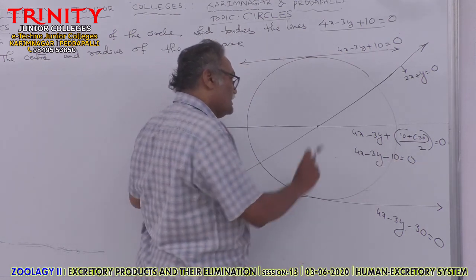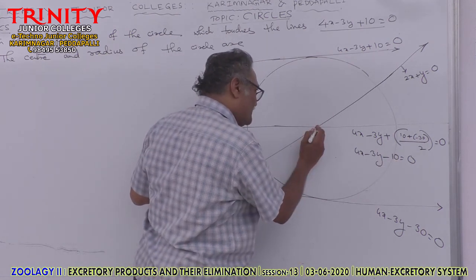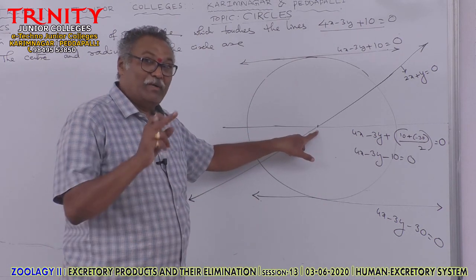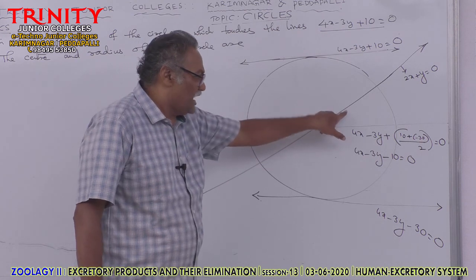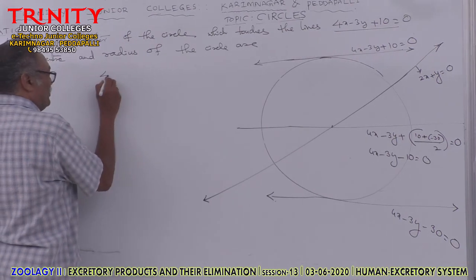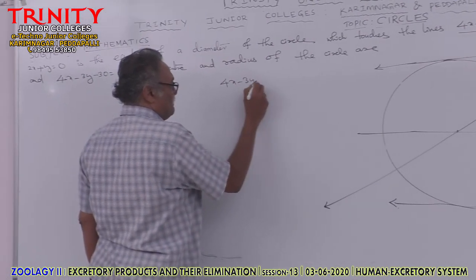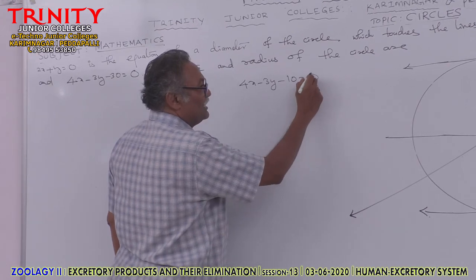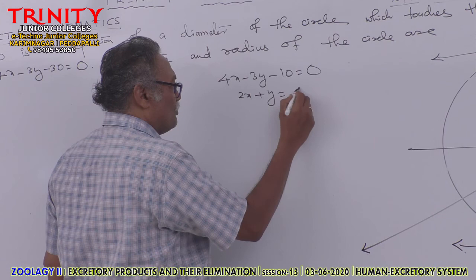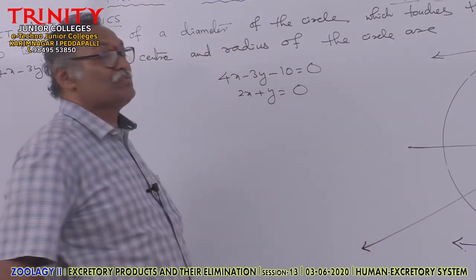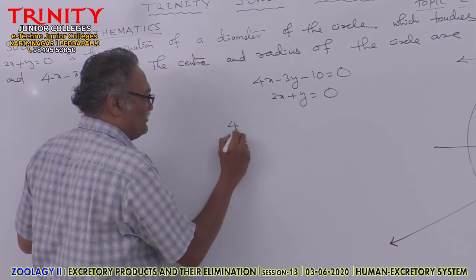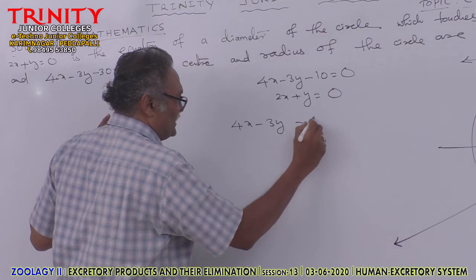Now we have to solve these two equations for the center of the circle. It is the point of intersection of this line and this line. That is 4x - 3y - 10 = 0 and the first equation is 2x + y = 0. Solving these two, here multiplying this equation, 4x - 3y = 10.